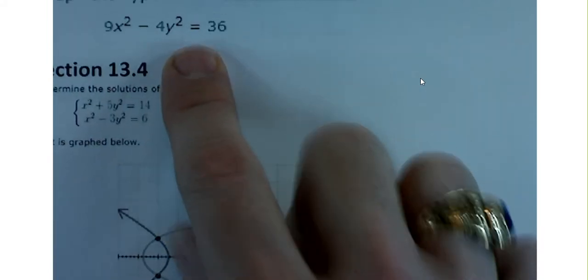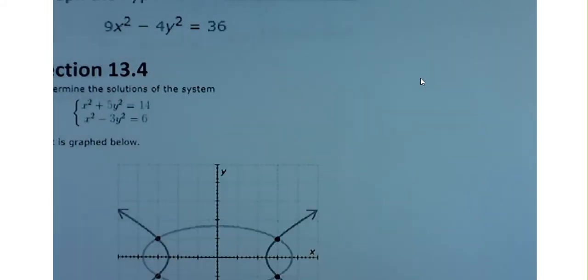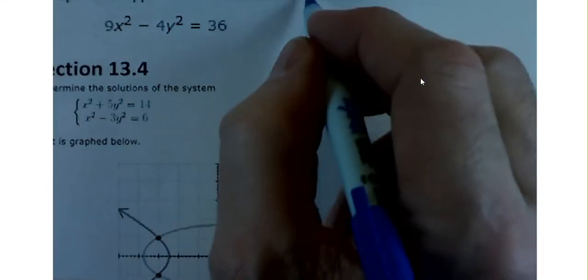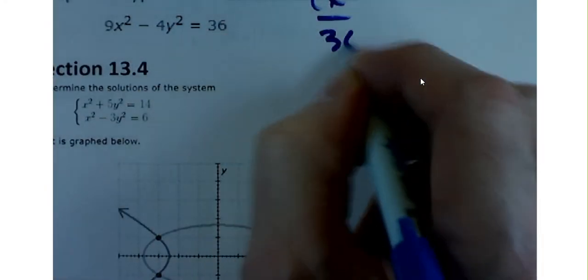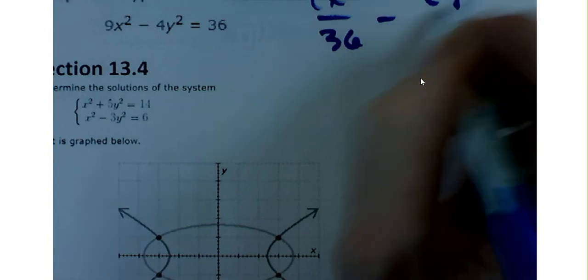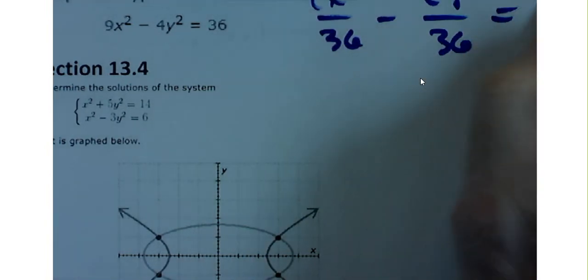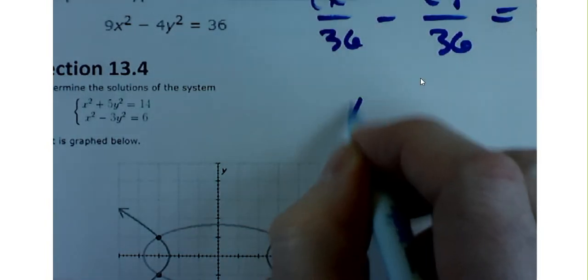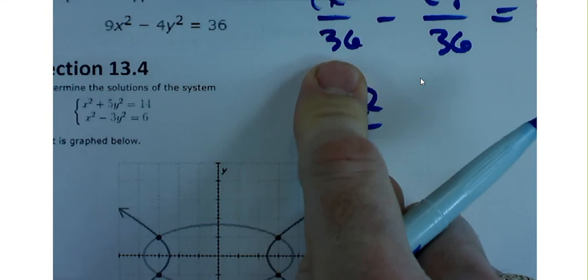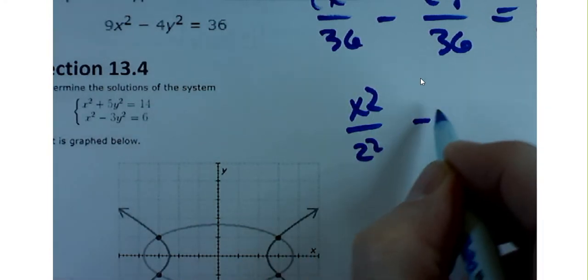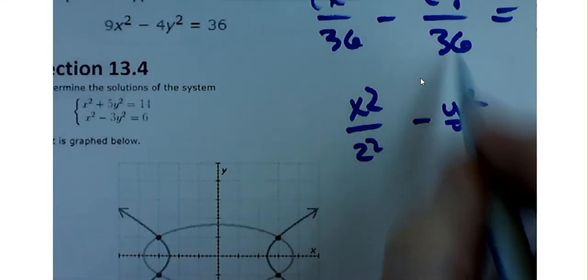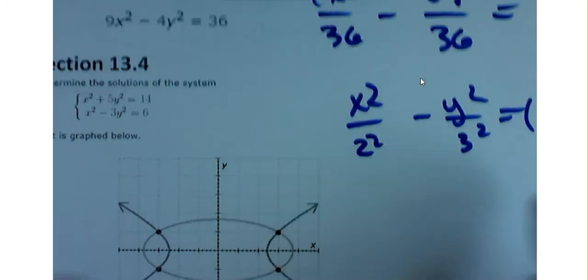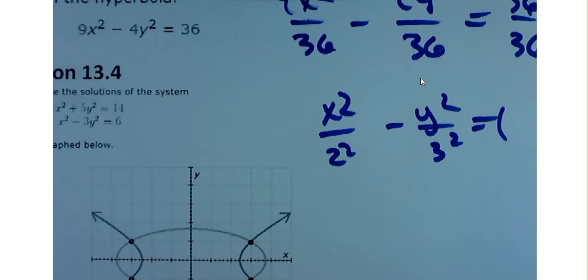For this one, before you graph it, you would probably do well to divide everything by 36. So 36 over 36, and then x squared over 4, but I'll write it as 2 squared, y squared over 9, which I'll write as 3 squared, equals 1. You're in better shape. This one opens left and right.